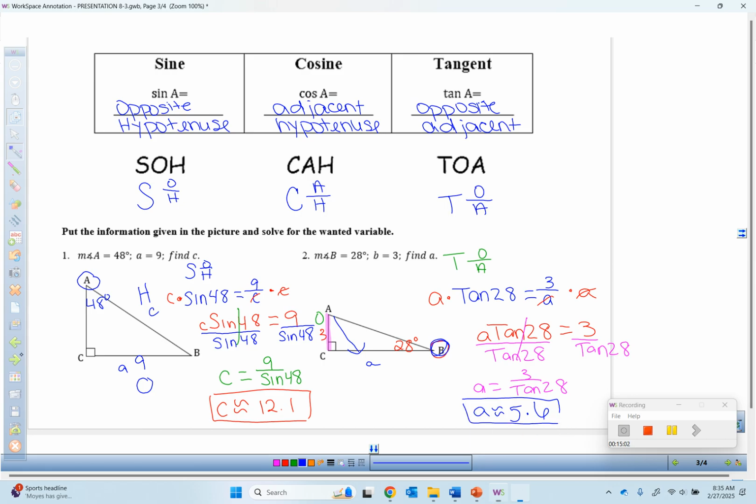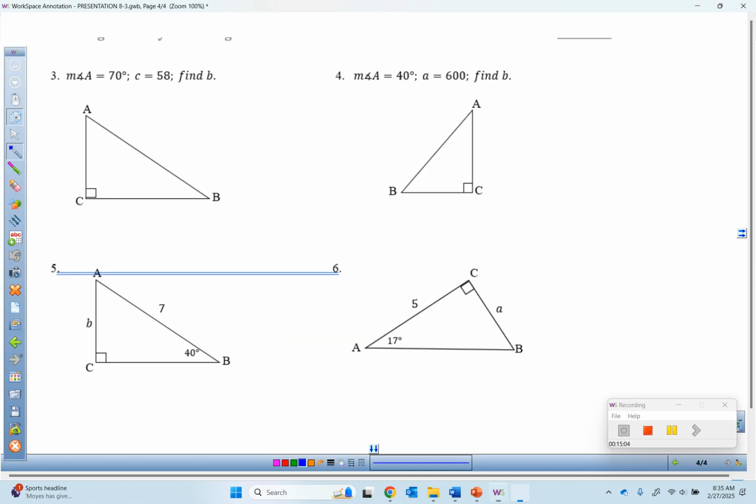All right, moving on. Okay, so let's look at number 3. 3 says measure of angle A is 70 degrees. C, where is C? C is my what? It is my hypotenuse. Find B. And B is, where's B? Over here? Okay. So I have a hypotenuse, and is this opposite or adjacent of this 70 degrees here? Is it touching or is it away from it? It's touching. So it is adjacent to.